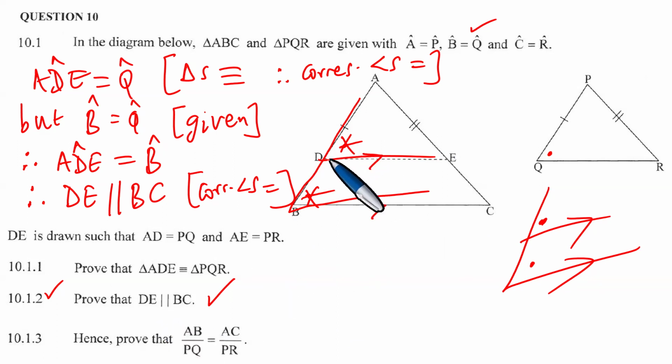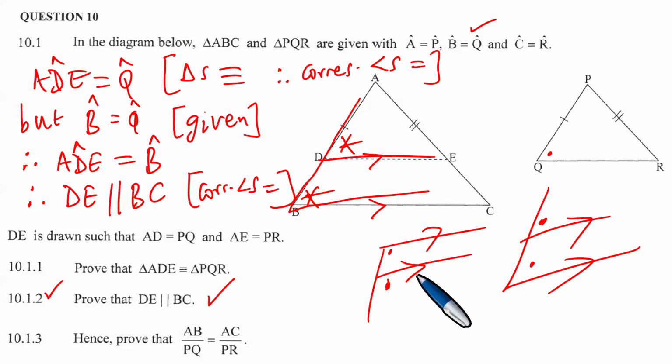Because this angle is equal to this, like those angles in an F shape. If you have angles in an F like this, and this angle equals this angle, it means these lines are parallel. And conversely, if these two lines are parallel, then the angles are equal to each other. Now we have proven that DE is parallel to BC.